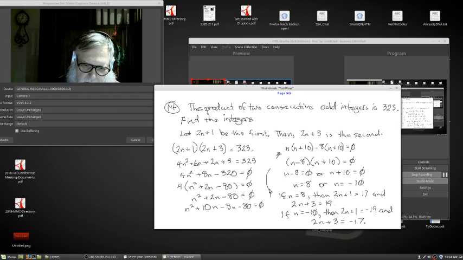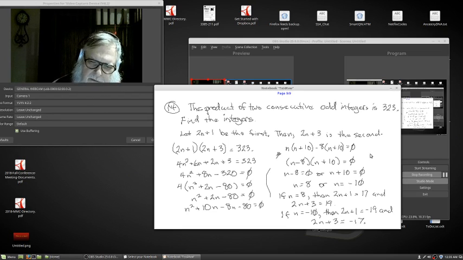We factored n out of this first pair. We get n times n plus 10. Then we factor a negative 8 out of the second pair, and we get negative 8 times n plus 10. We have the n plus 10 in both terms. Factor it out. We get n minus 8 times n plus 10 is 0, which means that either n minus 8 is 0 or n plus 10 is equal to 0.